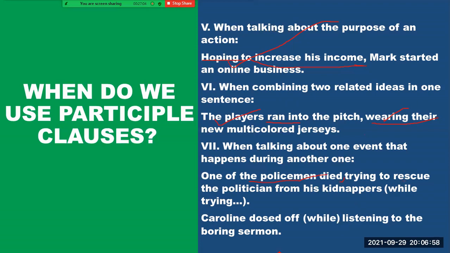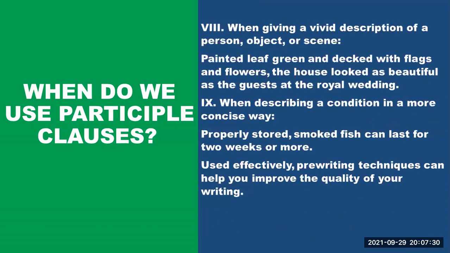Now, the next one, Caroline dozed off while listening to the boring sermon. All right? Dozing off is one event that happens in the process of another event. While listening to the boring sermon, she dozes off. She dozed off, all right? So these are ways of using the participle clauses.